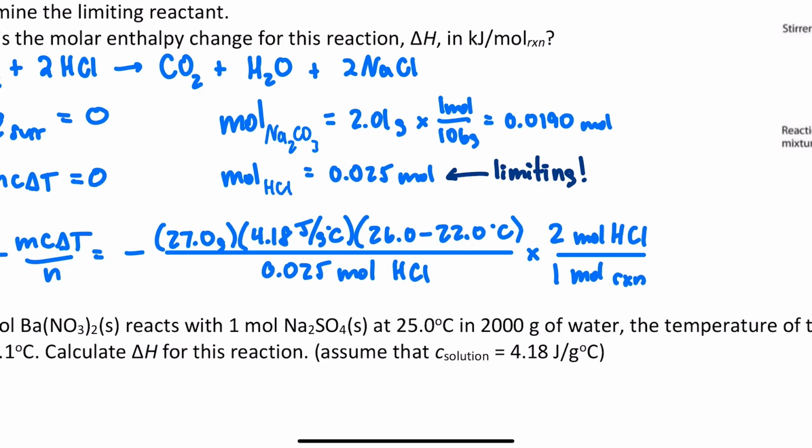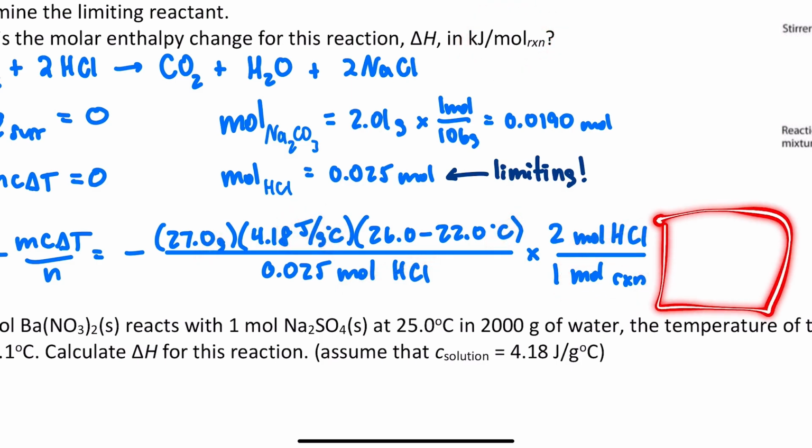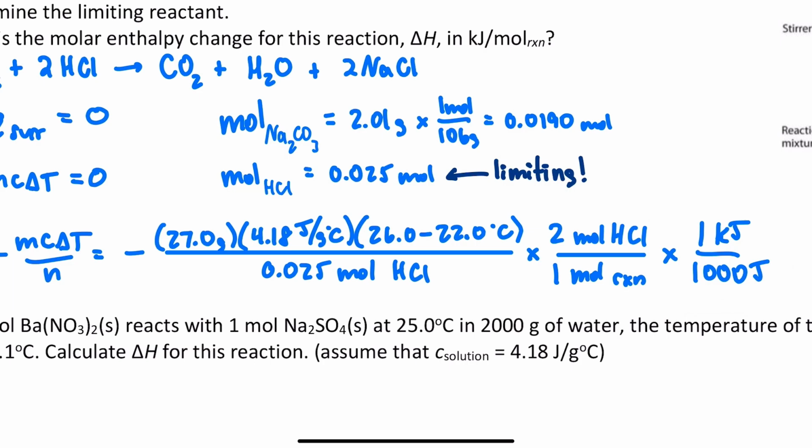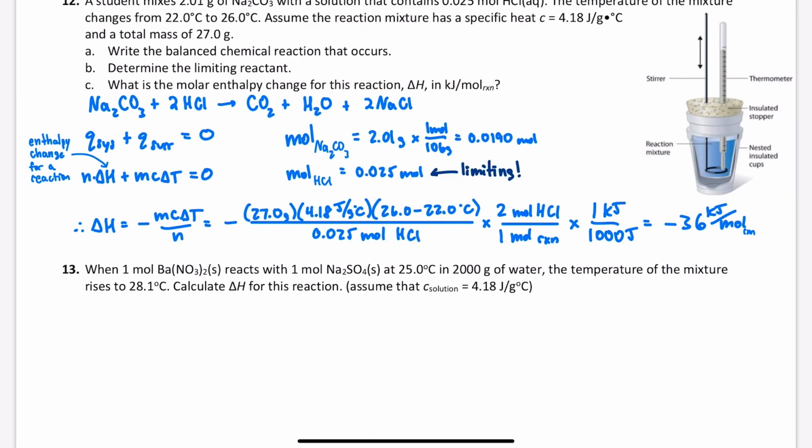This gives it to us, if you look at your units, moles HCl over moles of HCl, grams, degrees Celsius over degrees Celsius. This is joule per mole of reaction. We want kilojoule, so we need one more conversion to make this work, just to get out of joules and into kilojoules. And once you do the math, you get a value of negative 36 kilojoule per mole of reaction. That's how they write these units.